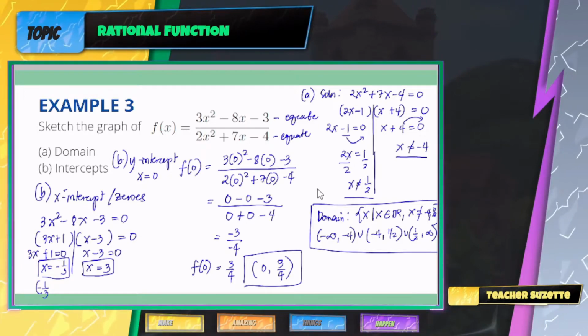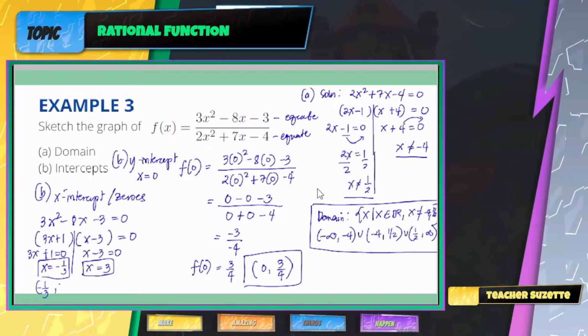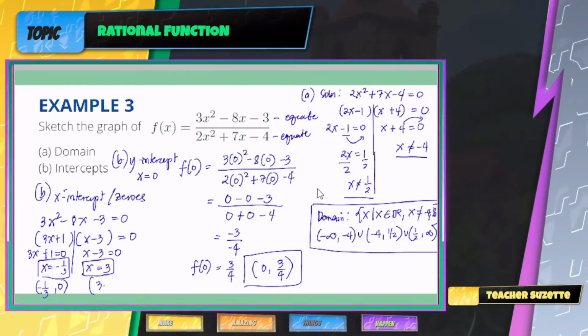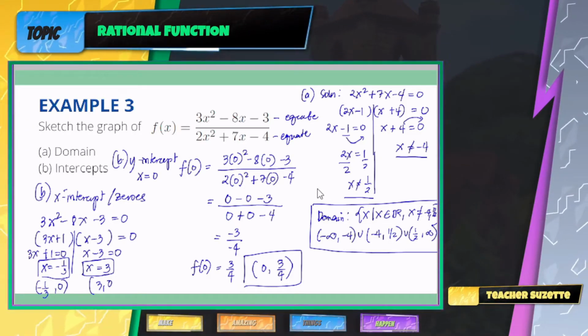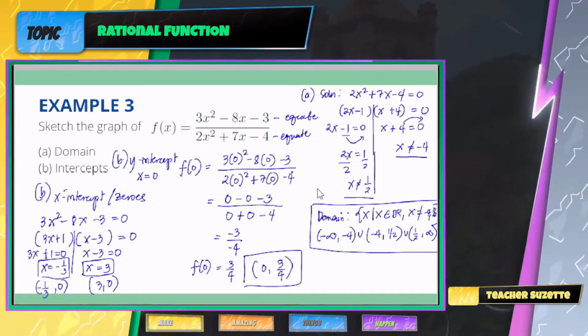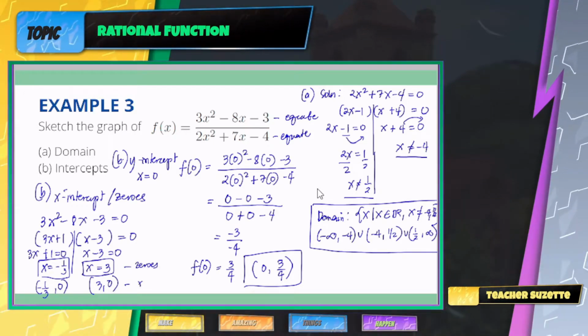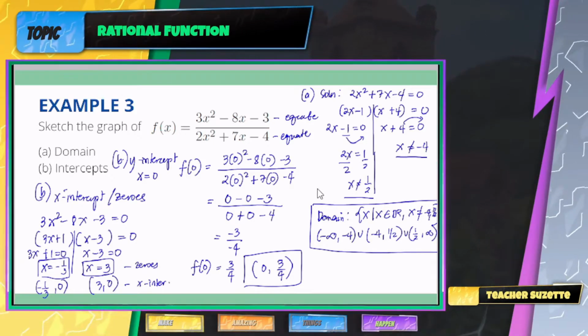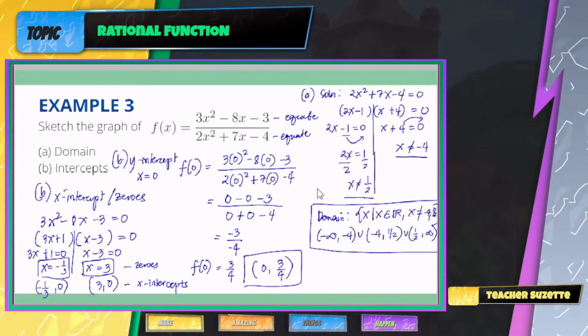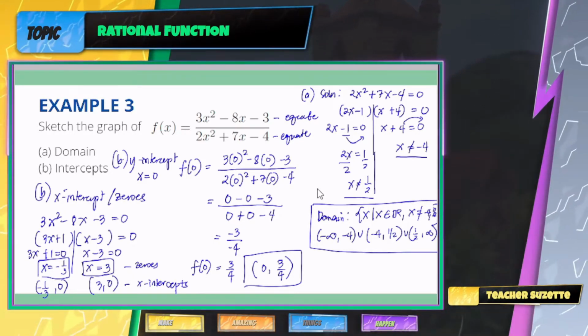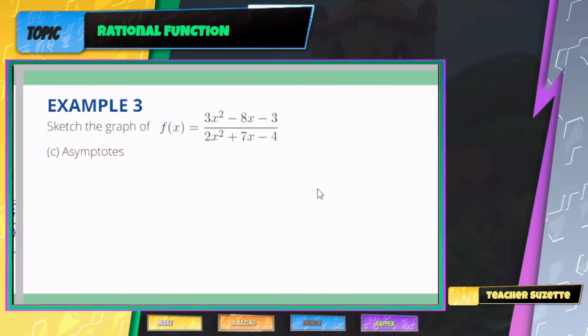Pero ang pinaka-x-intercept natin is negative 1/3, 0, and positive 3, 0. Ayan, ito ang ating zeros, ito ang ating x-intercepts. Okay, next, let's have another.